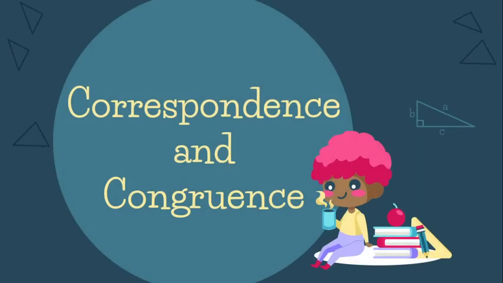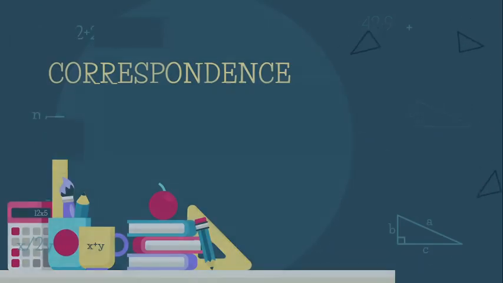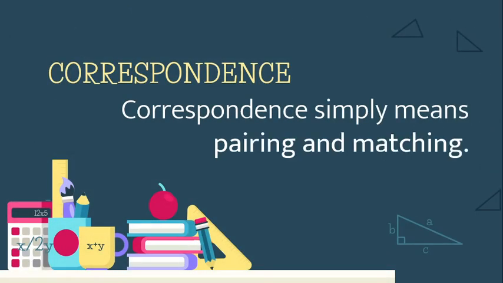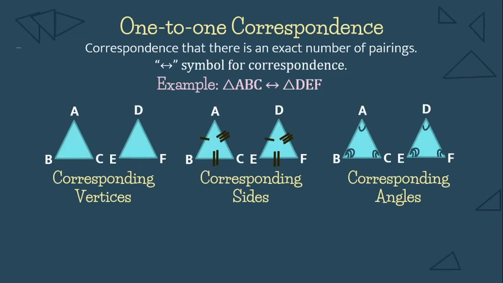Okay, now let's proceed to the correspondence and congruence. So, when we say correspondence, this simply means pairing and matching. So, ito yung pag-pair or pagmamatch natin. So, kailangan magkamuka. So, meron tayong tinatawag na one-to-one correspondence. So, correspondence that there is an exact number of pairings. So, eksakto siya. So, yung ginagamit natin na symbol is ito, yung may dalawang arrow. At yan ay nilalagay sa gitna.